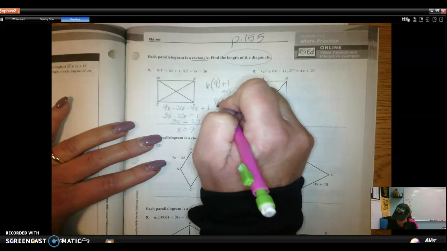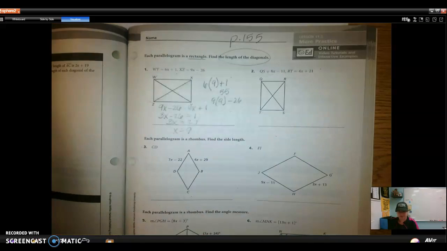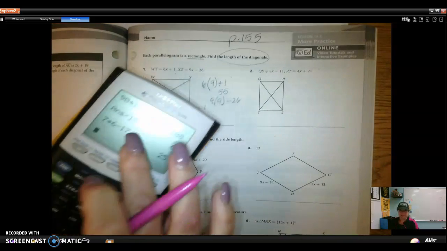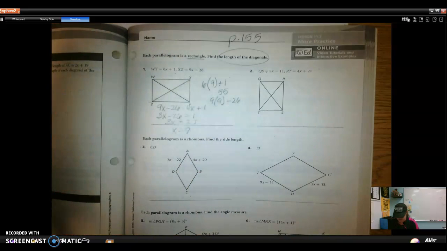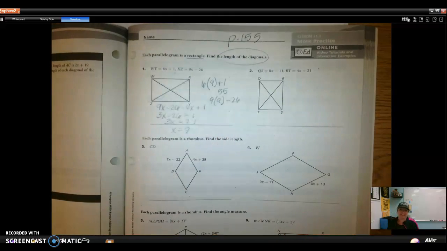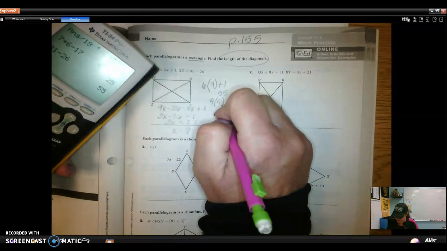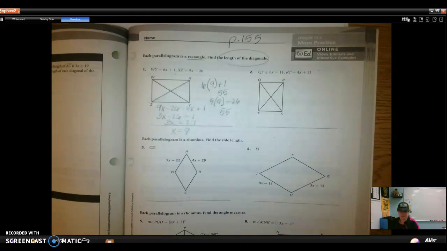So let's see, is 81 minus 26 equal to 55? I don't know. Let's get the handy dandy calculator out. So 81 minus 26, 55. Look at that. At least I know I'm right. And I did something correct. So that's awesome.